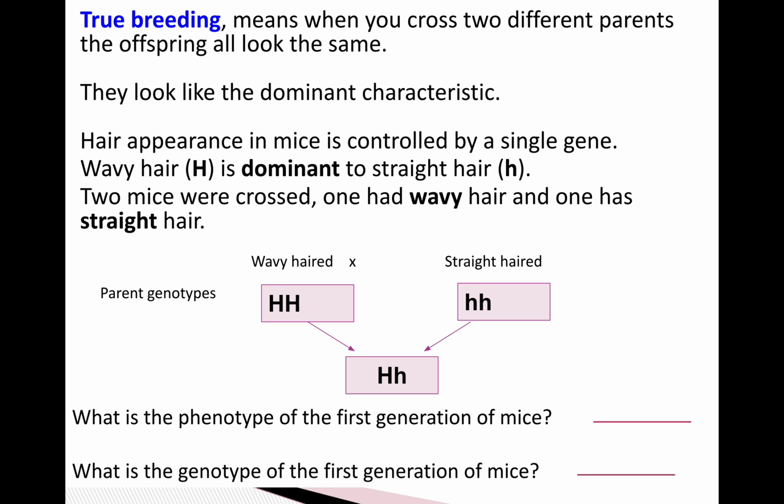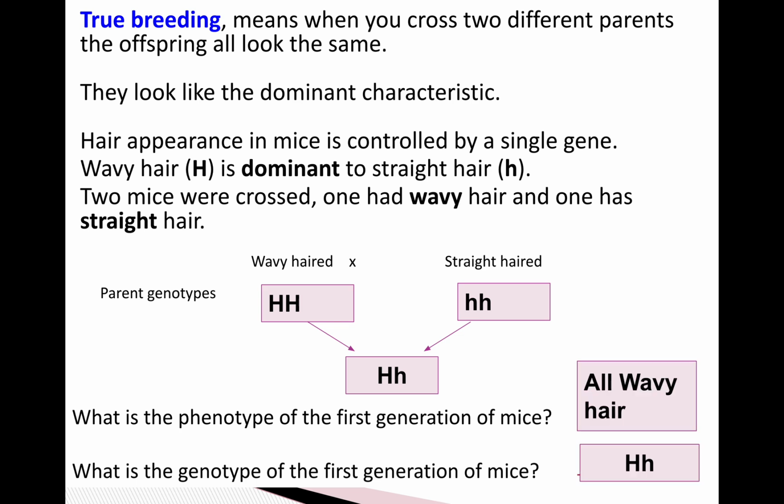Now the first question says, what is the phenotype of the first generation of mice? So you have to know that first generation means the offspring of the parents. So that is that big H, small h. But the question says, what's the phenotype? So if you write big H, small h, you're wrong, because the question is asking for phenotype. Phenotype stands for physical appearance. So that question is asking you, what does the first generation look like? So they have a big H and a small h. Remember, big H is dominant, so it wins, so they will all look wavy-haired. Yeah? The second question asks, what's the genotype? When you're asked that, that's when you write the two letters down.